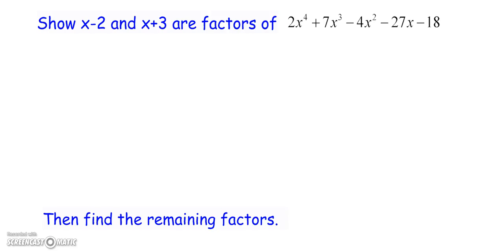All right, so part 2 of this lesson, we're going to take all those things that we just looked at in part 1 and now try to show that x minus 2 and x plus 3 are factors of 2x to the 4th plus 7x to the 3rd minus 4x squared minus 27x minus 18. And what that means, to show something's a factor, you must show it goes in there evenly or divides in evenly. The easiest way to do this is use synthetic division.